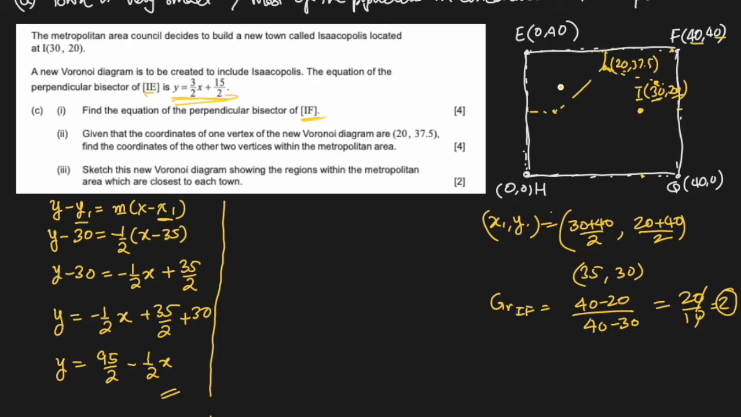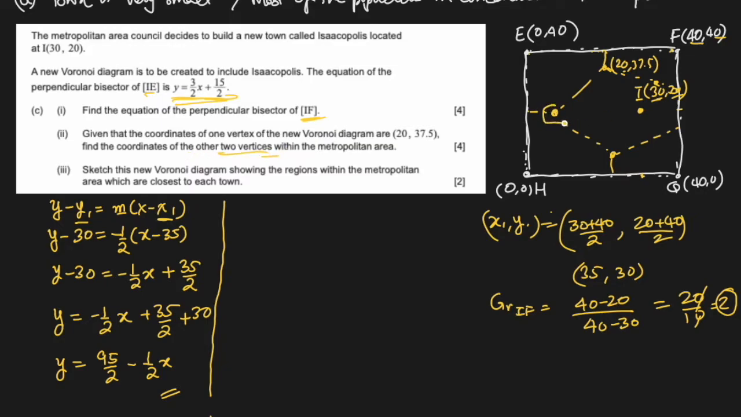Okay. Find the coordinates of the other two vertices within the metropolitan area. That means not outside, but within the metropolitan area. So basically it will be a reflection here again, and again this way and this way. Oh, a pentagon we will get. So we have to find the coordinates of this point and this point. Two more, right? These other two vertices.